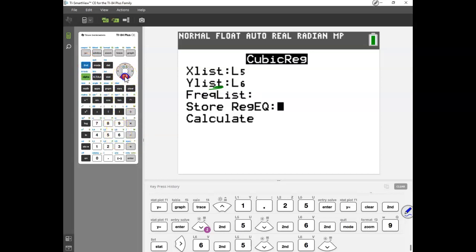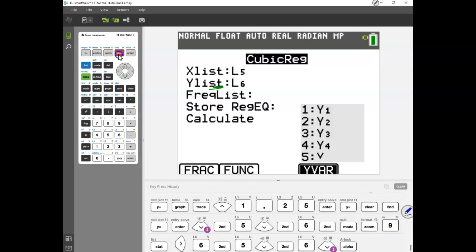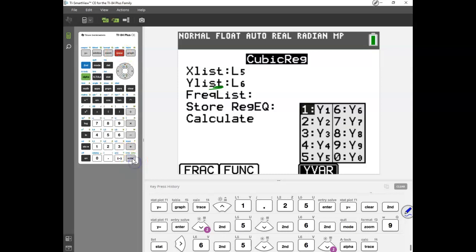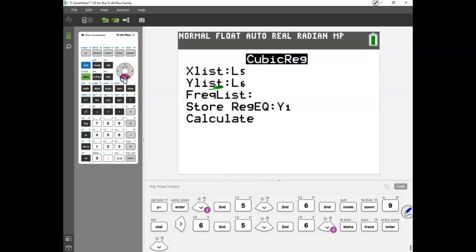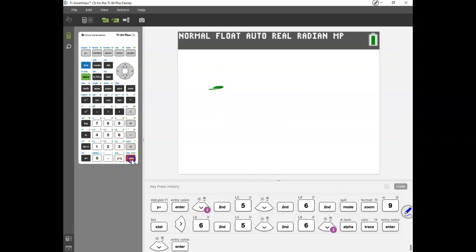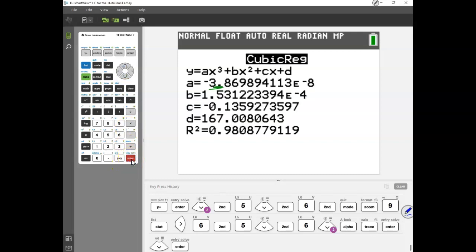There's no frequency list, but I would like you to store. Give me the shortcut for this again, guys. Alpha trace, good. Such a nice shortcut. See, TI is a very nice company. If we whine enough about something, they give us a shortcut. Okay, so there they are.